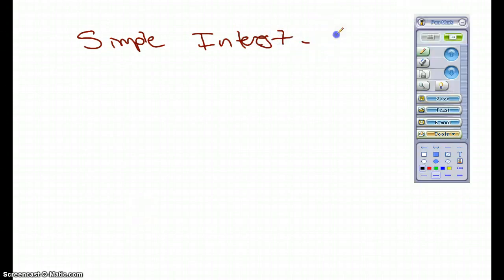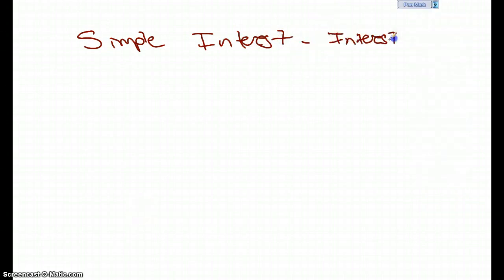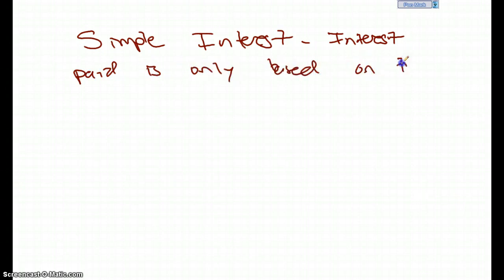Simple interest is interest, and of course we understand interest as basically paying money on top of anything that you already owe, or somebody paying you money for money that you loan them. So this is interest paid only based on the principal. Remember, this is what we were calling the present value. I'll just denote that PV.